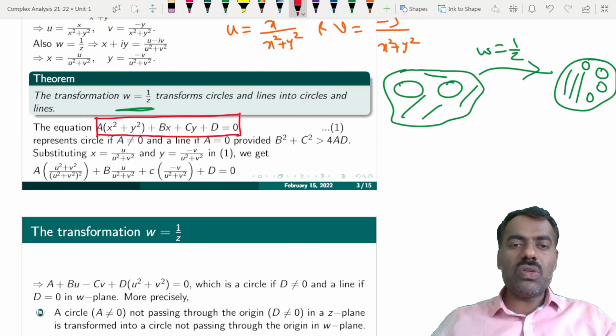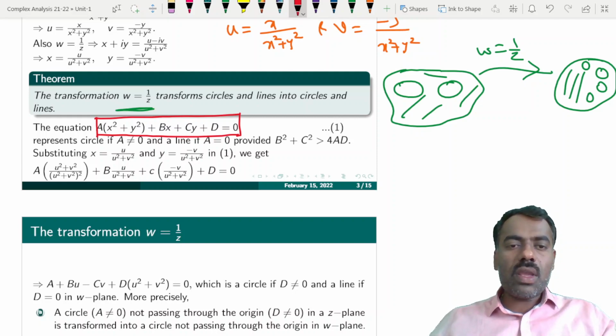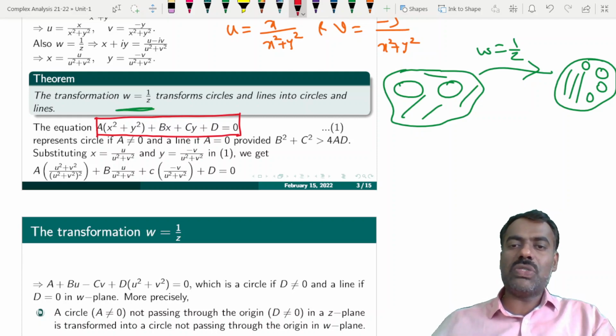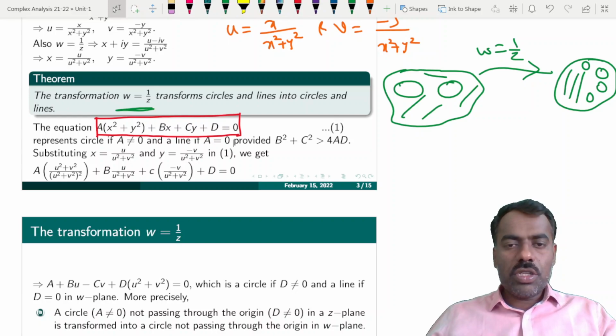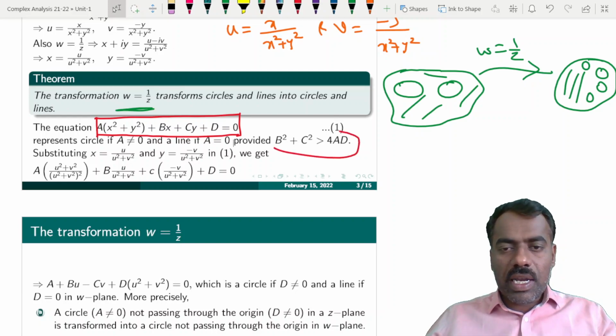Okay, if a is equal to 0, then it will be a line bx plus cy plus d, provided b square plus c square is greater than 4ad. So this b square plus c square greater than 4ad is required if it is a circle.